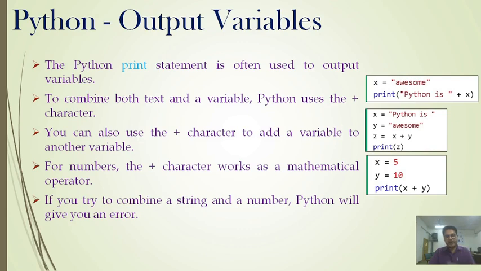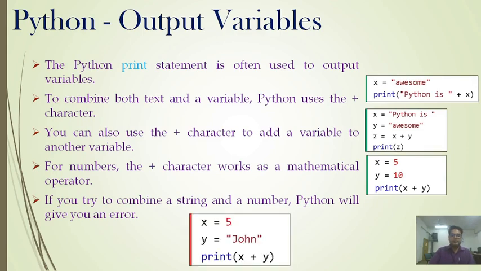Next, if you try to combine a string and a number, Python will give you an error. Cannot combine a string with a number. Like that, x equals 5 and y equals John, then x plus y will be an error.